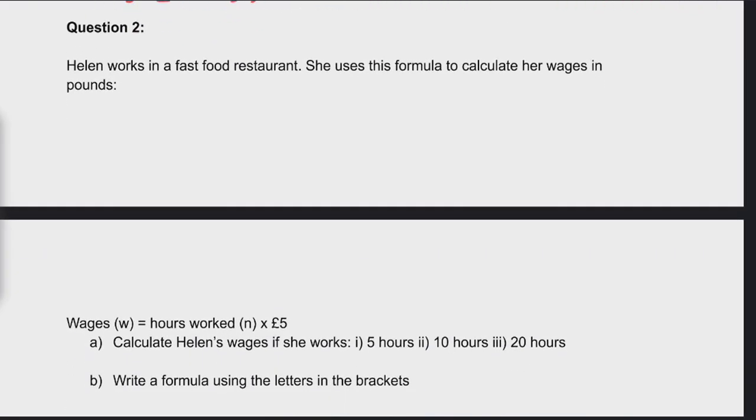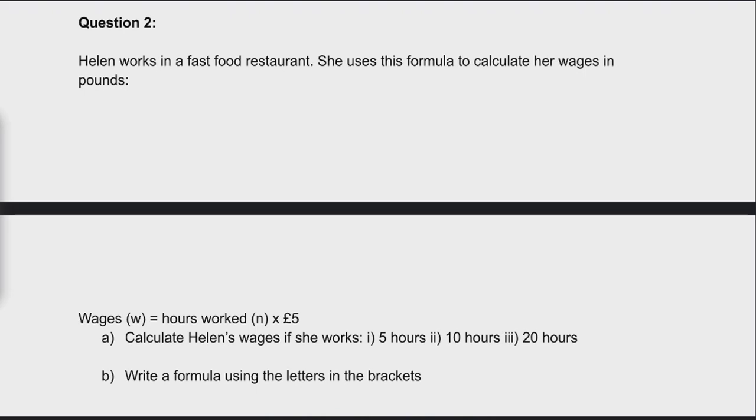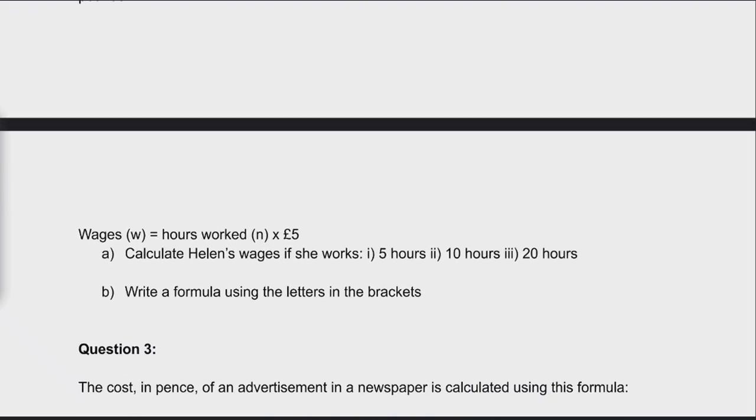Okay, let's do a second question. Helen works in a fast food restaurant. She uses this formula to calculate her wages in pounds. So her wages is equal to the hours worked times £5. So basically she's on £5 an hour. Calculate Helen's wages if she works 5 hours. So wage equals hours worked times 5. If she works 5 hours, then it's going to be 5 times 5, which is going to be 25. So that's going to be £25.